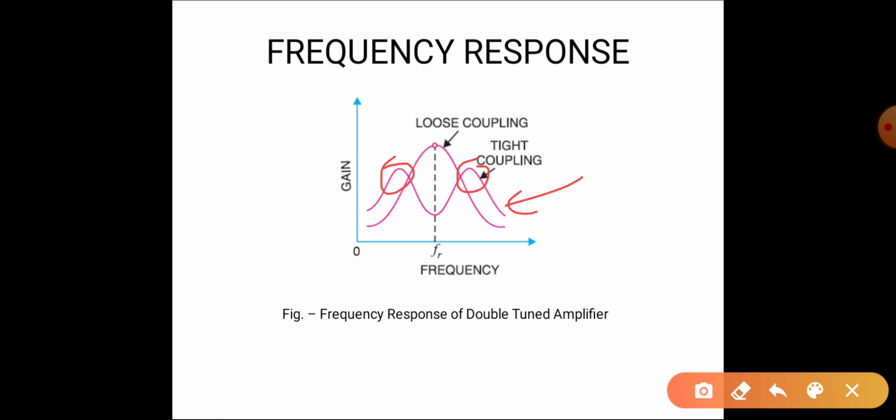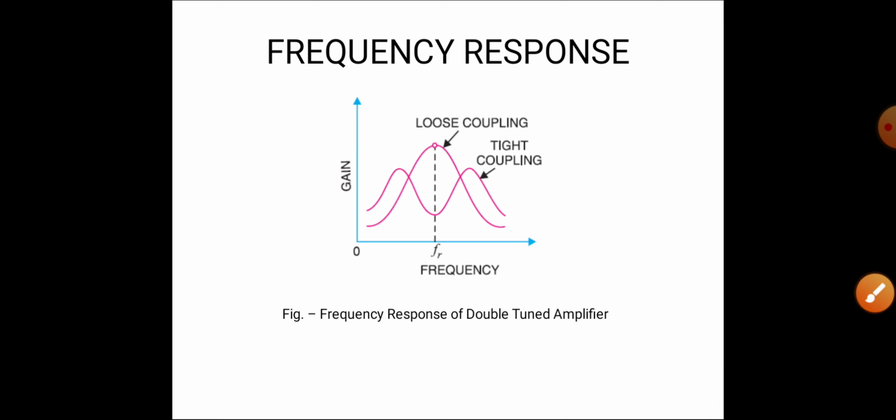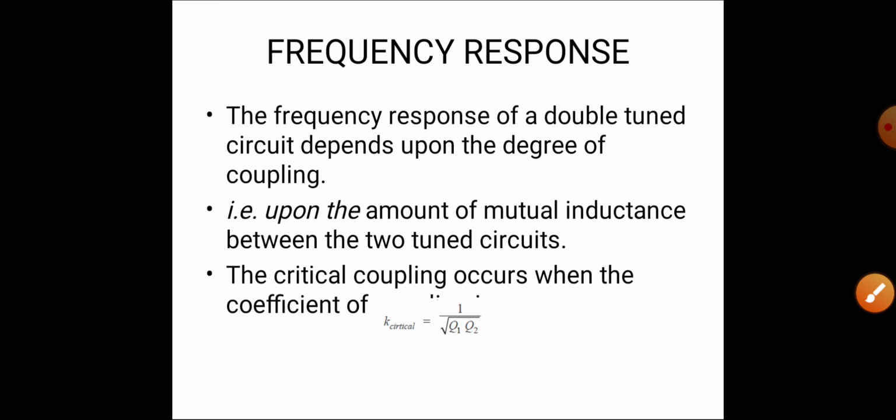So when you want to know the bandwidth of the double tuned amplifier, there is another type of coupling, that is the critical coupling. As the name suggests, you have to be very careful in the coupling of the two coils, that is L1 and L2, and when you couple those coils in such a way, it will become a critical coupling.